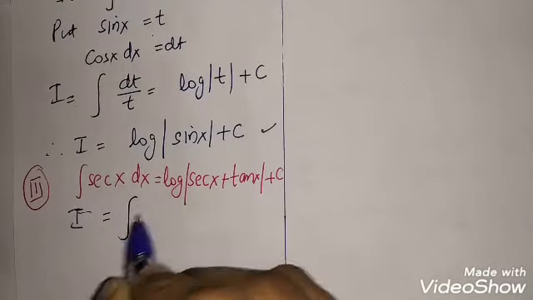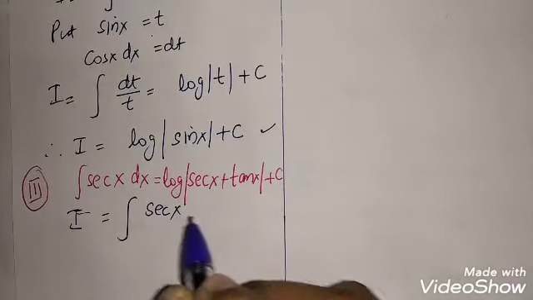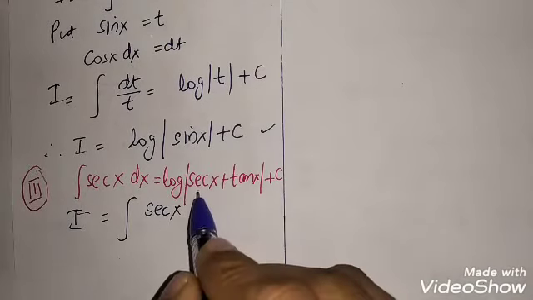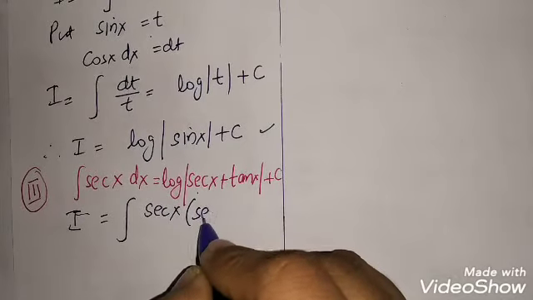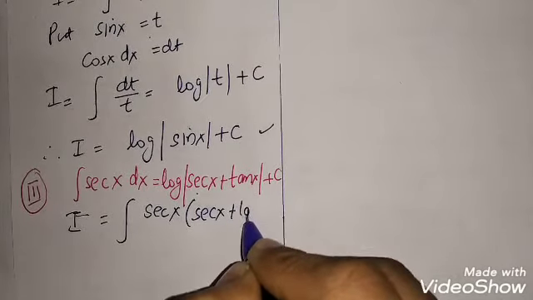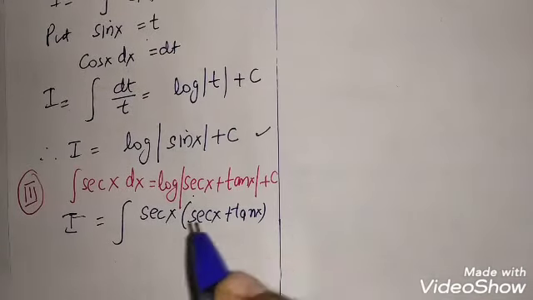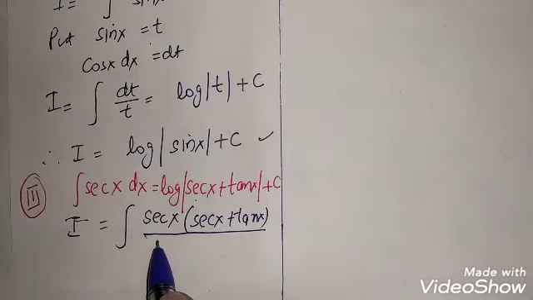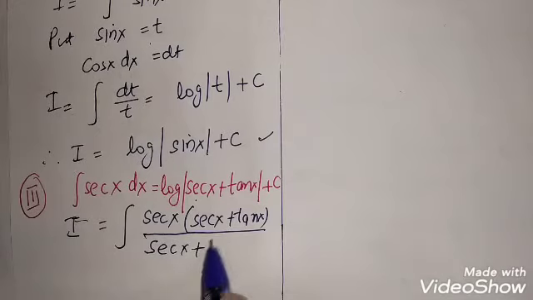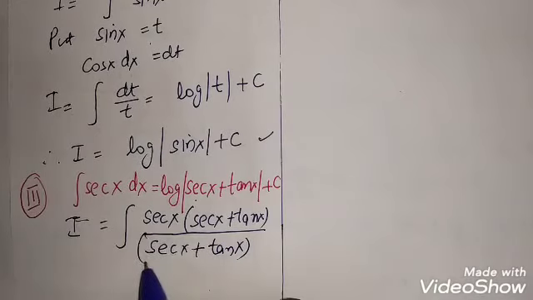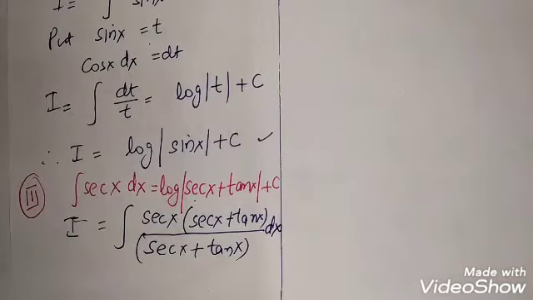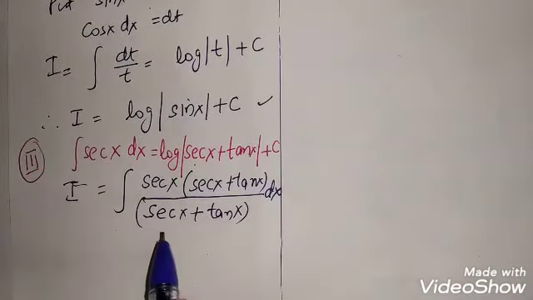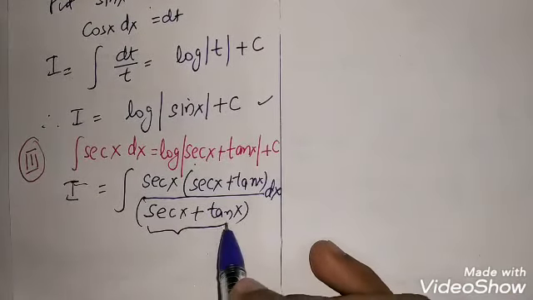I is equal to integration of secant x. I am concluding this is secant x plus tan x, so in the denominator it should be tan x plus secant x. So I am writing secant x plus tan x in the numerator as well as in the denominator. I hope you are understanding this concept. Nothing to worry, it's very easy. Then put this thing to be t.